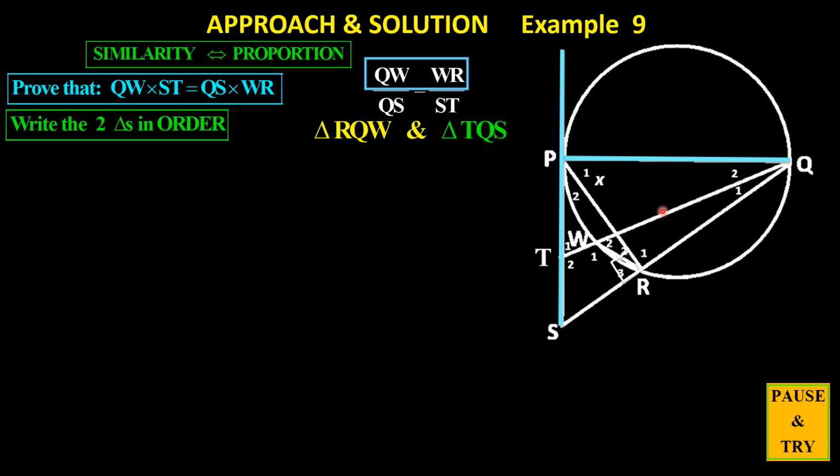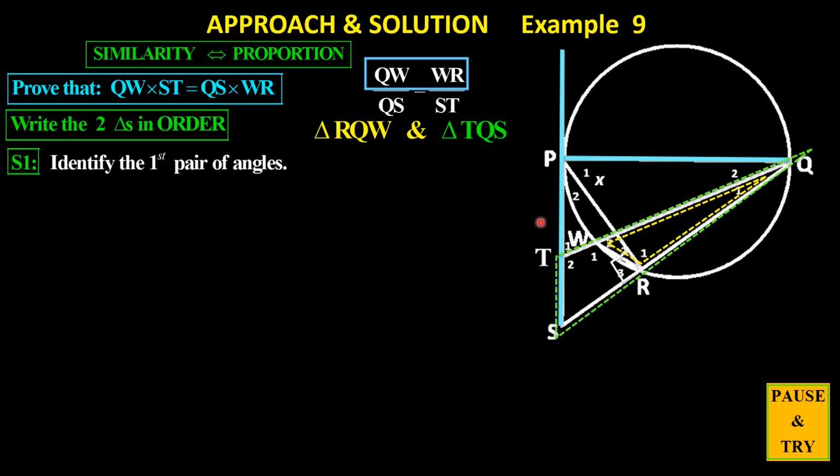Let's just check. There's RQW, let's identify it, and there's the other triangle, TQS. We immediately notice the one triangle fits in the other. Which one? Angle Q1 equal to Q. It's the same Q1. We can even see from the lettering, there's a Q and there's a Q. So we already have our first step. Q1 equal to Q1 because they are common. Okay. The second one here.